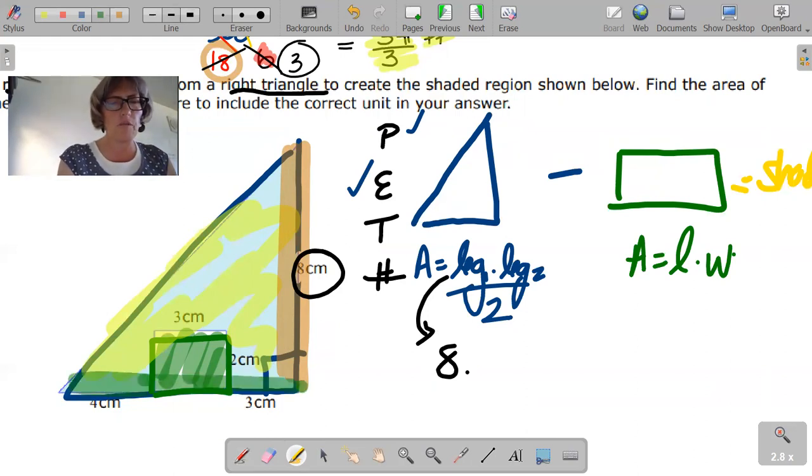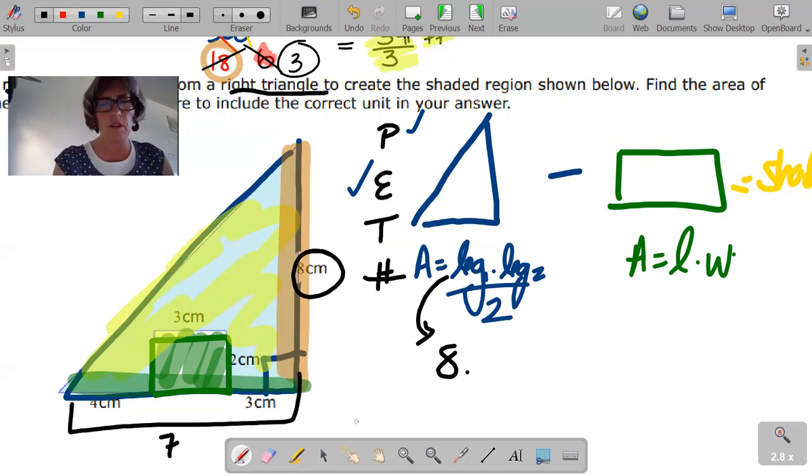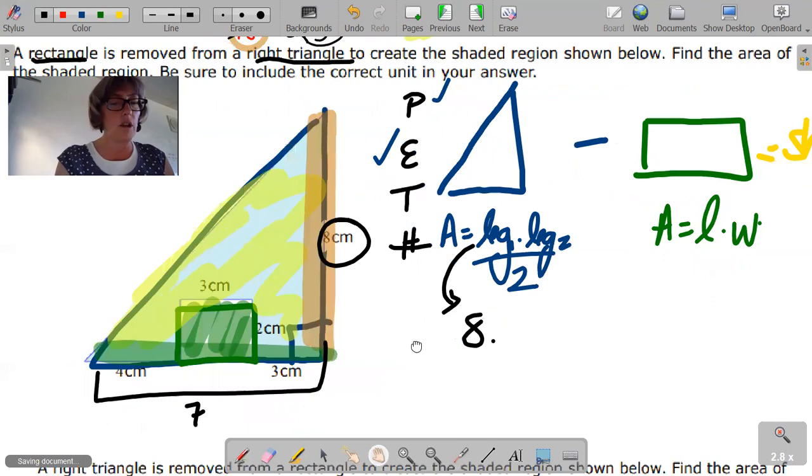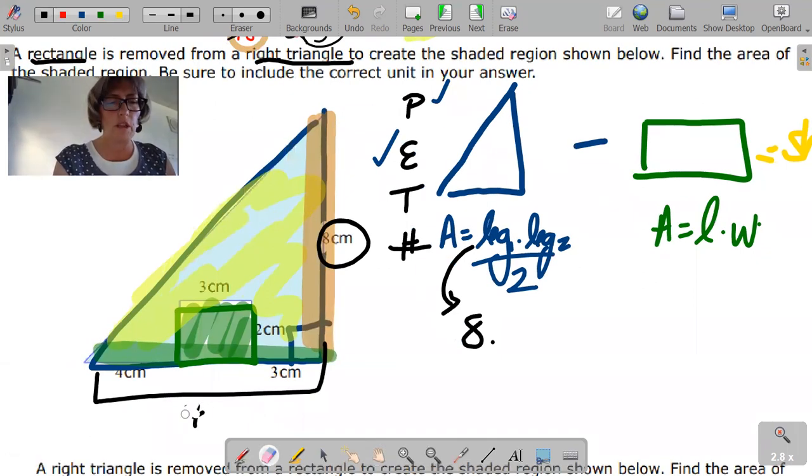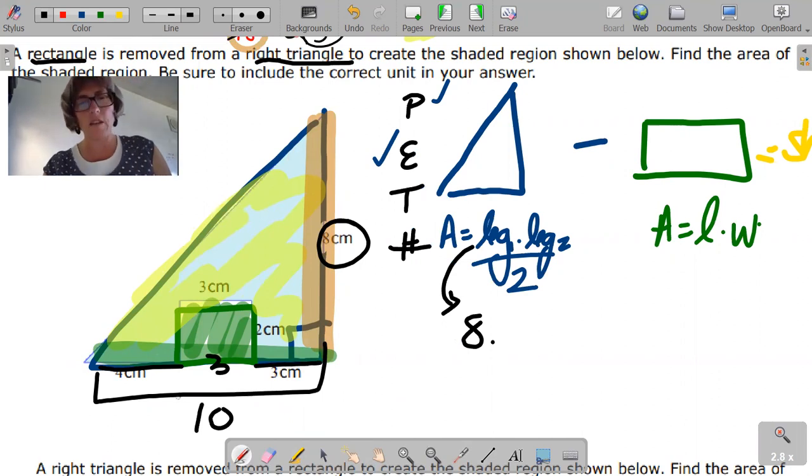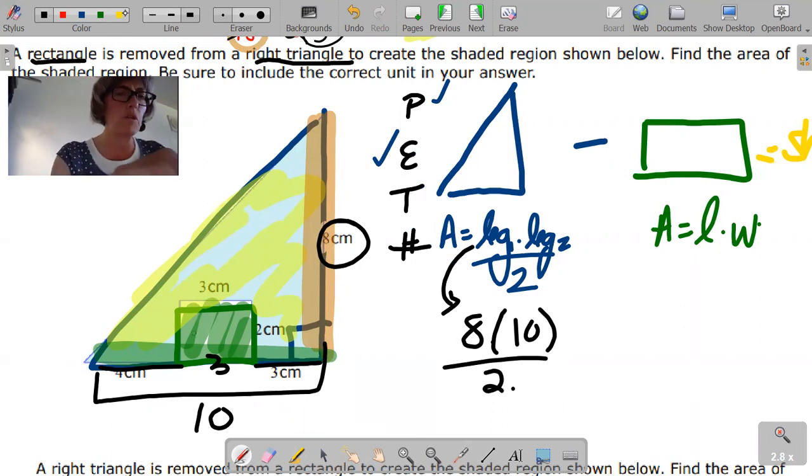When you trace this, careful. What STEM students see is they see the 4 and the 3 and they say it's 7. But you would be wrong here. That's not 7. Watch very carefully. If you come this way, that's 4 from there to there. That's 3, then that's 3. So technically that's 4, 3, and 3, which means 4 plus 6, that's 10. So it's 8 times 10 over 2. You can reduce that however you'd like.